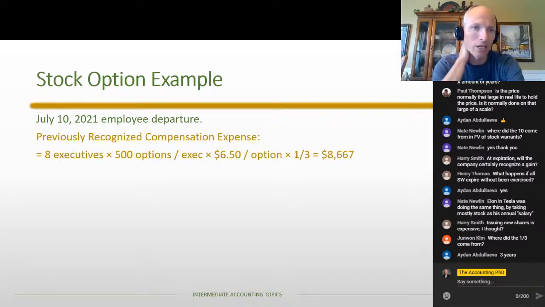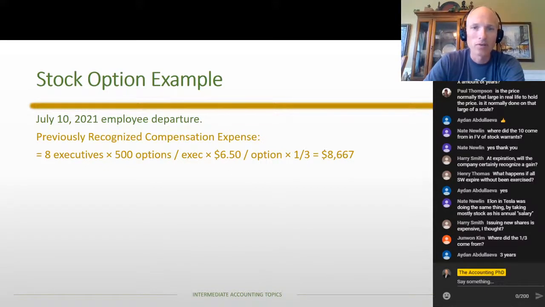Well, those 8 executives each had 500 options. The fair value of each option was $6.50. And as of this date, July 10th, 2021, we had previously recognized 1/3 of that total value. In other words, we had recognized $8,667 in compensation expense related to these employees. And at the same time, of course, we had recorded a contribution to the paid in capital stock option account in the same amount, $8,667. Now we need to undo it.